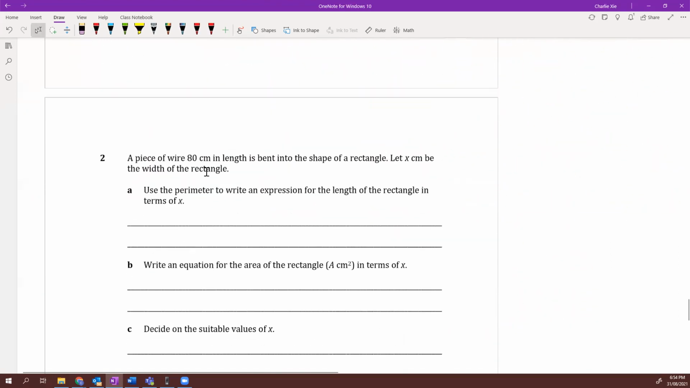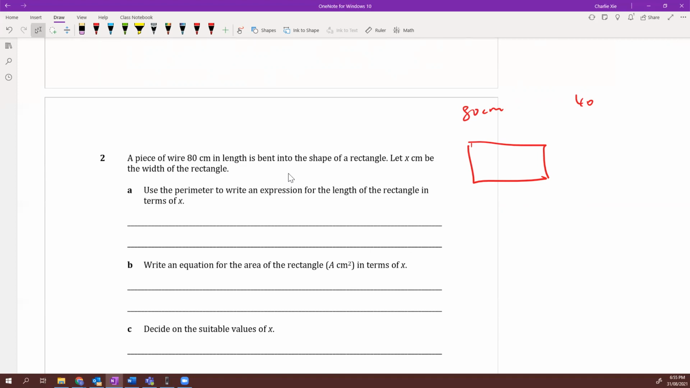Last question. A piece of wire 80 centimeters in length is bent into a shape of a rectangle. Let x centimeters be the width of the rectangle. Okay. Every time when I'm doing an application question, if I can draw a diagram, I will draw a diagram. So 80 centimeters, that's the perimeter of this rectangle. That just means a pair of length and width is 40. You divide this 80 by 2. 40 is for a pair of length and width.